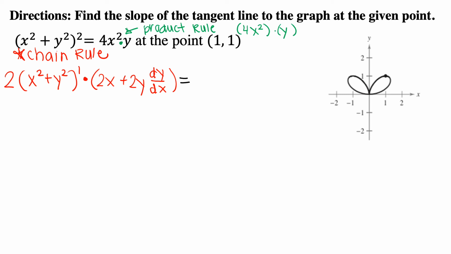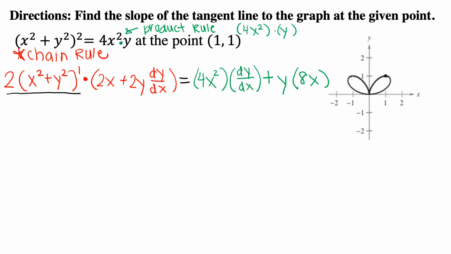Following my product rule, I have my first, 4x squared, times the derivative of my second, and the derivative of y is just dy/dx, plus my second, which is y, times the derivative of my first, and the derivative of 4x squared is just 8x. So we did a chain rule, and we did a product rule. Now we have to go ahead and simplify, very similar to what we did before.